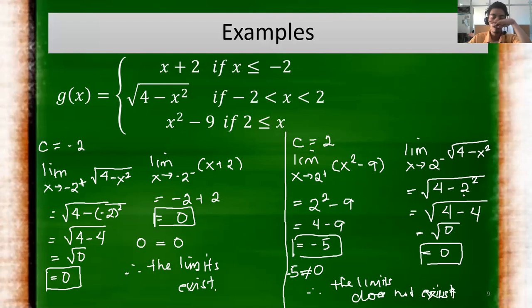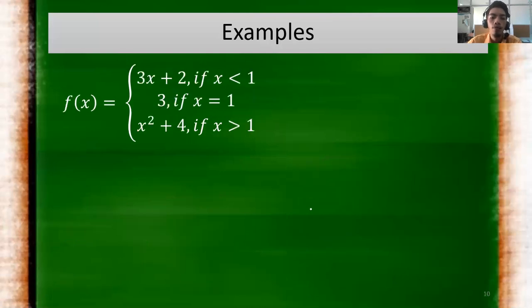Okay? So we can say that the limits does not exist for this part. So ibig sabihin, nag-exist lang siya dun sa part na negative 2 ang value ng ating C. Next. Let's have this one.